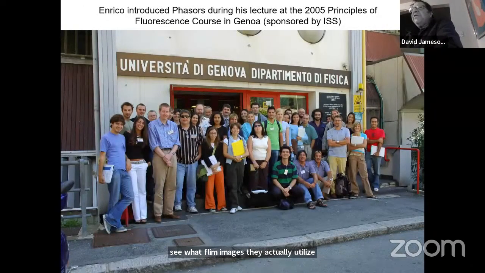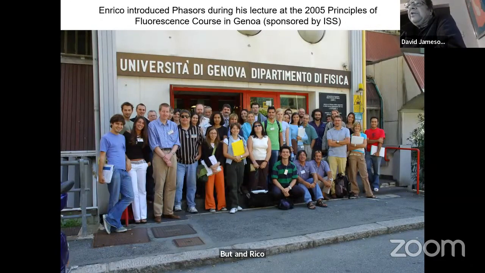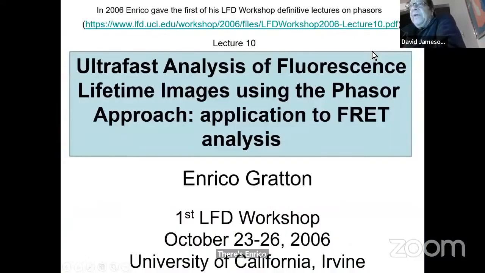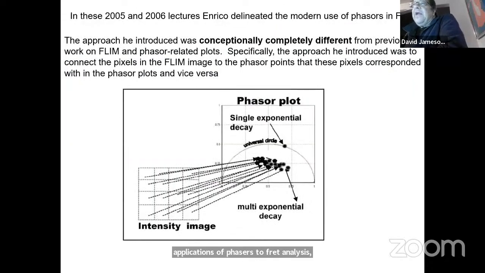But Enrico introduced phasors for the first time in his lecture at the 2005 Principles of Fluorescence course in Genoa. There's Enrico there. Here I am. And then in 2006, he started to give his famous LFD workshops, and he defined this more clearly, where he gave lectures on applications of phasors to FRET analysis. But these lectures delineated the modern use of phasors in FLIM. And I want to emphasize that this method is conceptually completely different from previous work on FLIM and phasor-related plots.